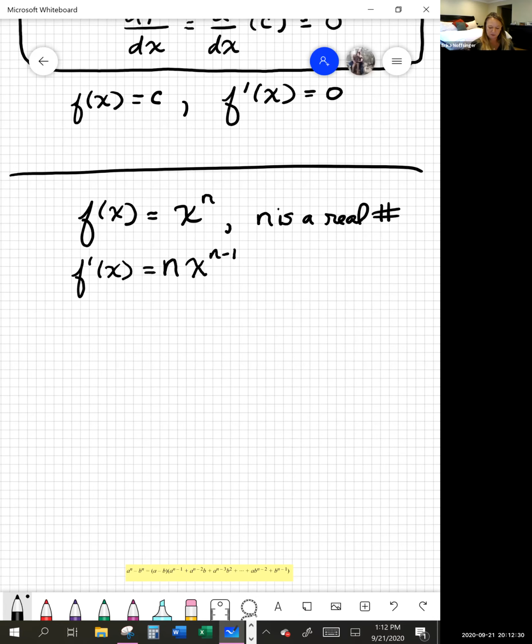So we just have to put in a couple stipulations, and we just have to say that this is true for all x when x to the n and x to the n minus 1 are defined. And this is our general power rule.